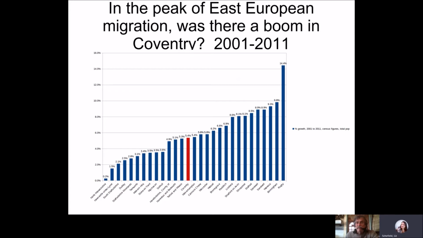So there's no historical evidence that people were being drawn to Coventry. There was no magnet here, no free homes, no high-paid jobs, no North Sea oil boom. There wasn't anything happening up to 2011. So next slide, please.